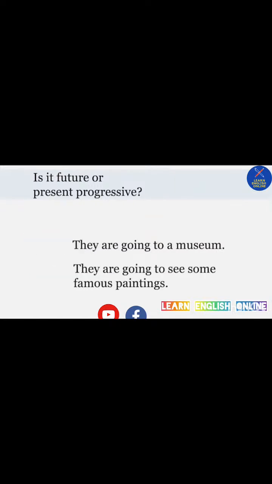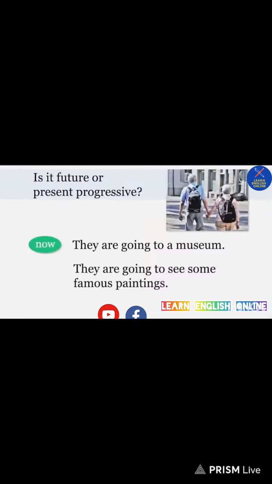Last one. Is it future or present progressive? They are going to a museum. They are going to see some famous paintings. They are going to a museum is happening right now. They are walking to a place. They are going to see some famous paintings. That is the future.